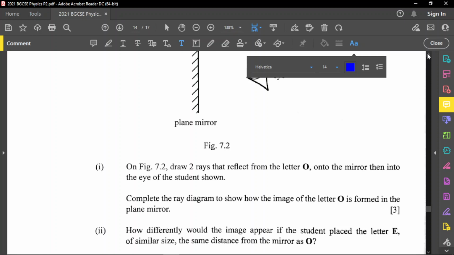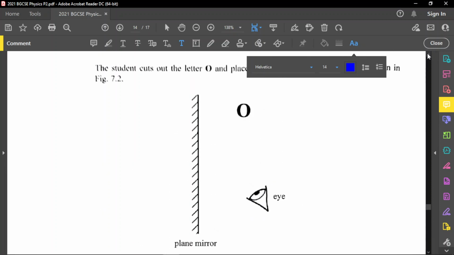So there are 3 things we need to do right here. Let's see if I can make mine as straight as possible this time. What's going to happen here is you're going to take a line, come here, and you need 2 lines.